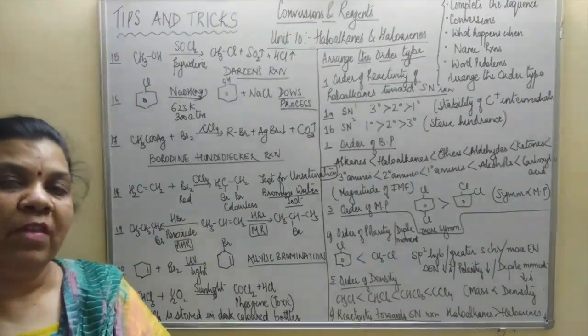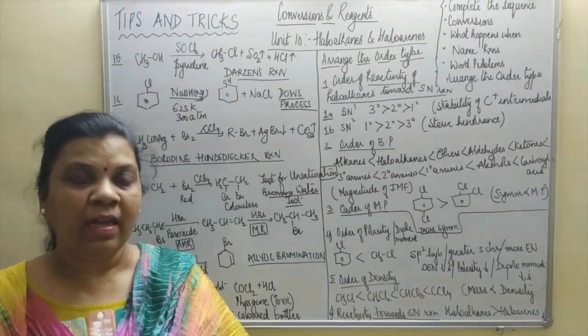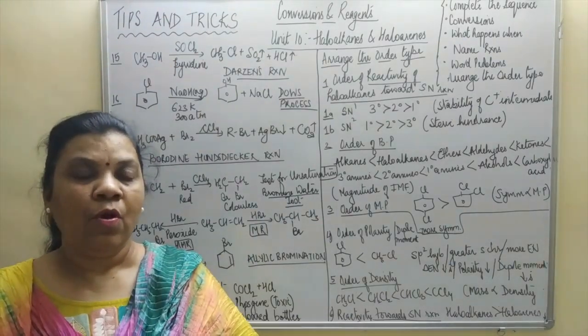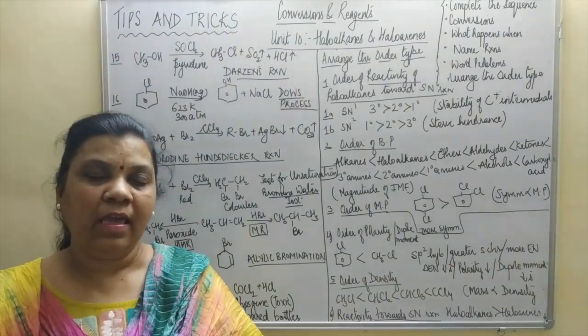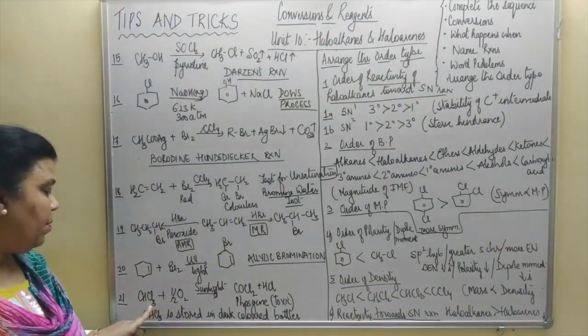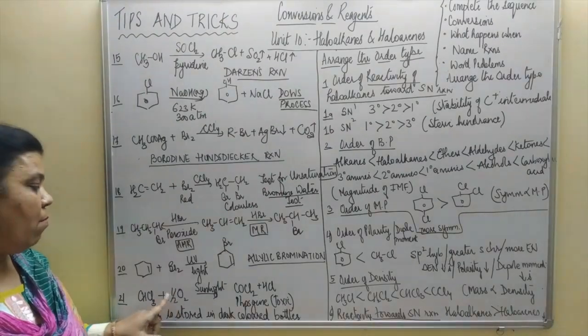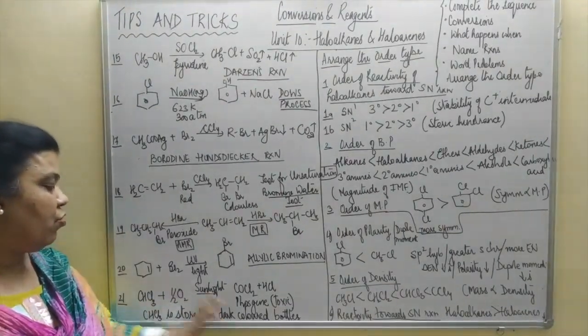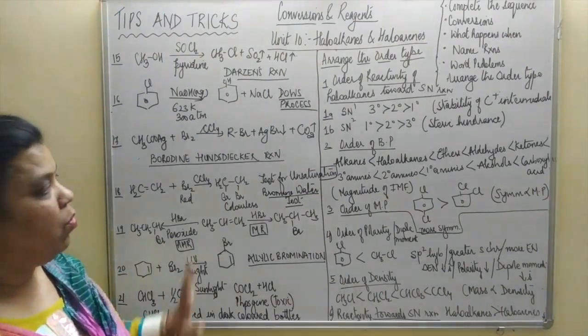And a small amount of ethanol should be added to it so that even if phosgene is formed, it can convert into non-toxic diethyl carbonate. So this is phosgene. It is prepared by the oxidation of chloroform when chloroform is exposed to sunlight. So that is why it should always be stored in dark colored bottles.